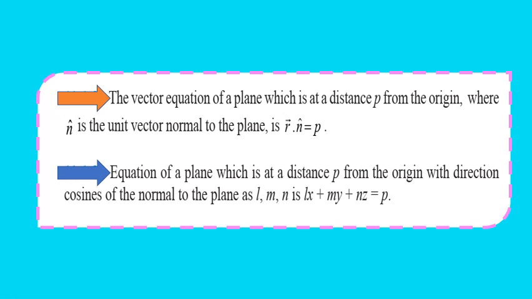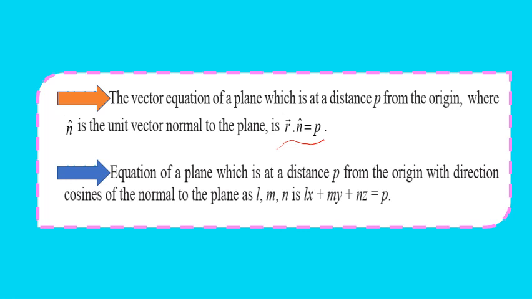So the vector equation of a plane, which is at a distance p from the origin and where n cap is the unit normal vector to the plane, is given by r dot n cap equals p. Now if we have the unit normal vector to the plane and the perpendicular distance of the plane from the origin, then the equation of the plane is r dot n cap equals p.